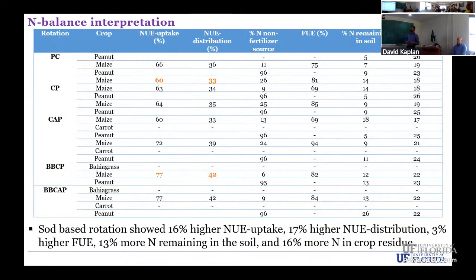Okay, interpretation. Irrespective of whatever the nitrogen balance tells us, what we found is sod-based rotation showed 16% higher nitrogen uptake, 17% higher nitrogen use efficiency, 3% higher fertilizer use efficiency, 13% more nitrogen remaining in the soil, and 16% more nitrogen in crop residue. So bahiagrass definitely stores nitrogen, or you can say increases the efficiency of nitrogen uptake as well.